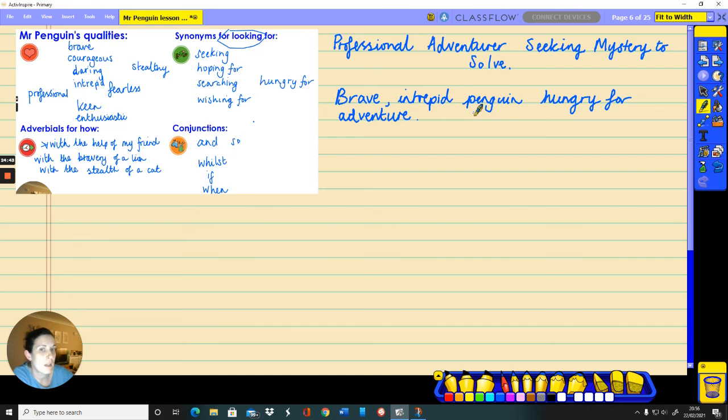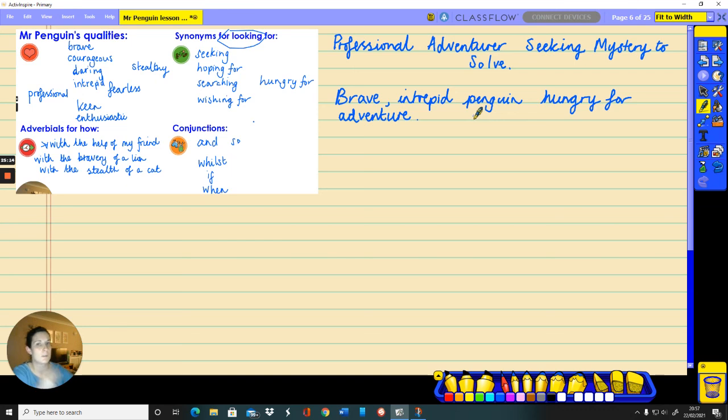Is this a single clause or multi-clause sentence? Brave, intrepid penguin, hungry for adventure. So it makes sense on its own. It's a penguin and he is hungry for adventure. So there's a verb-ish there. It's a single clause sentence. It's on its own. It makes sense on its own. It's one single idea. It's a penguin. He's hungry for adventure. We've just been a bit creative with the words.